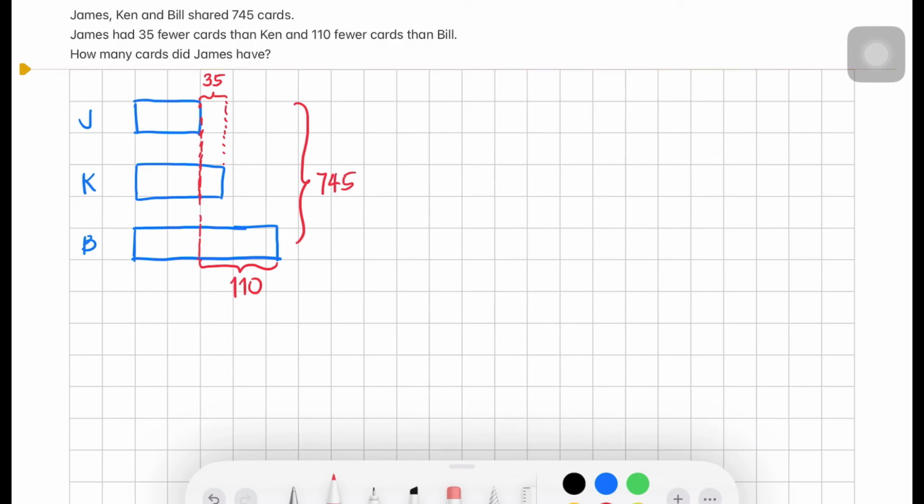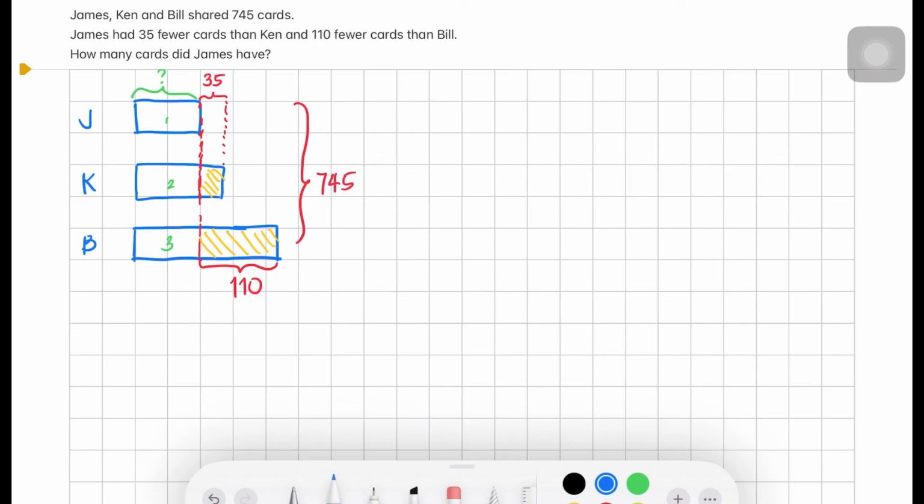So how are we going to solve this problem? Since we're looking for James and none of them are equal, maybe removing the extras would actually give us 3 equal units. Where are those equal units? That's 1, 2, 3 equal units. And what are the extras that I am saying? So it's these 35 and 110. So removing these from 745 will give us 3 equal units.